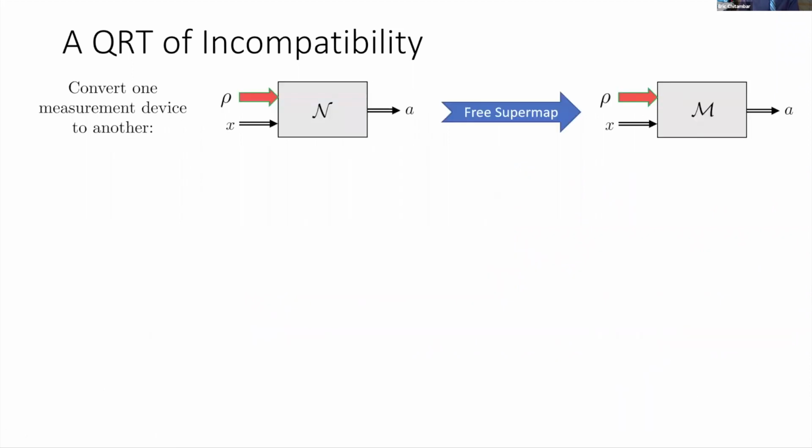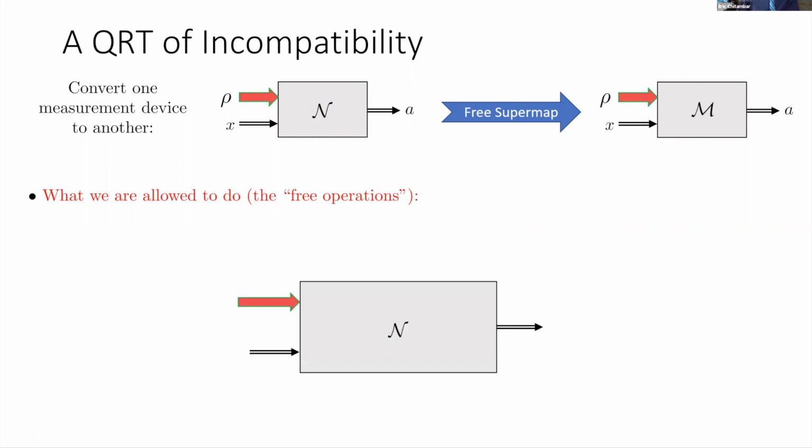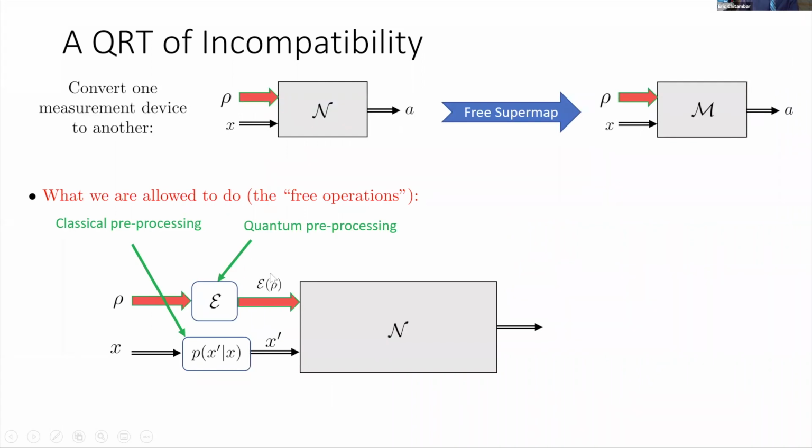Okay, and so this being a resource theory question, now we can use some of the tools of a quantum resource theory. So we can use these ideas of quantum combs and supermaps. So what are the free operations we're allowed to do? So starting from this device, we can do some classical preprocessing. We can do some quantum preprocessing.